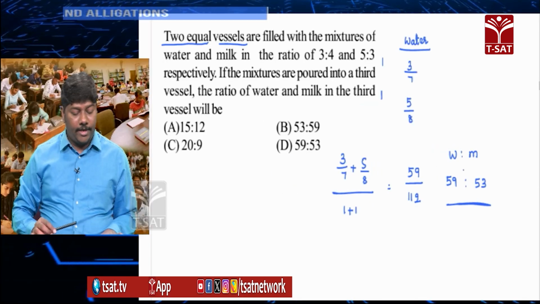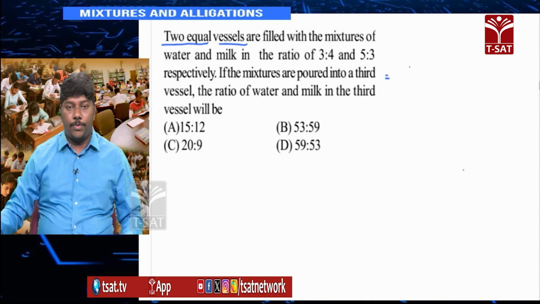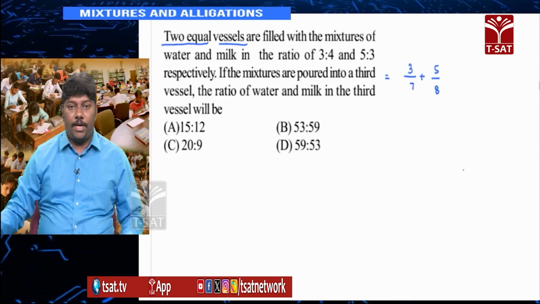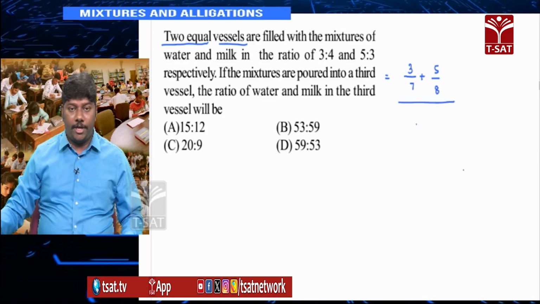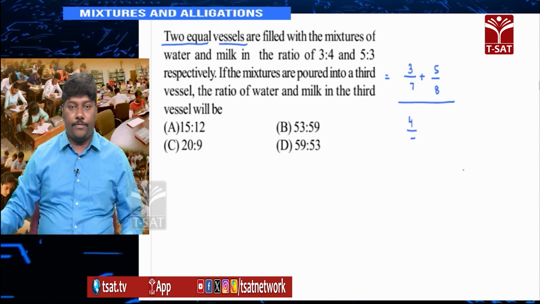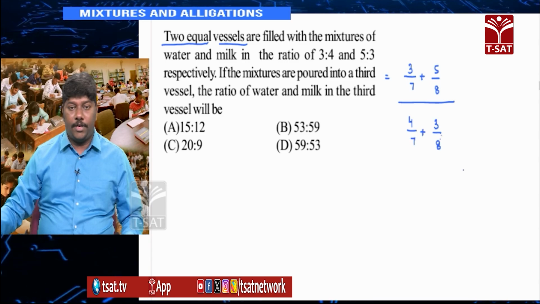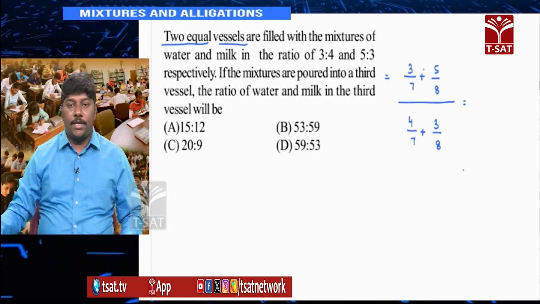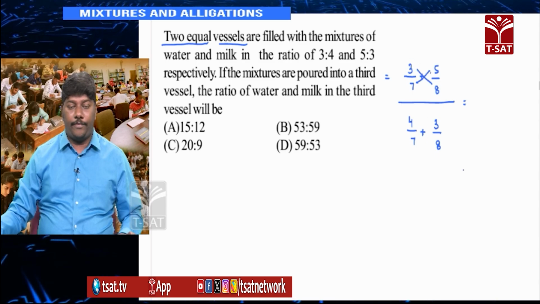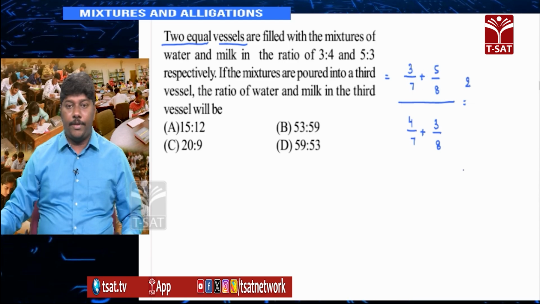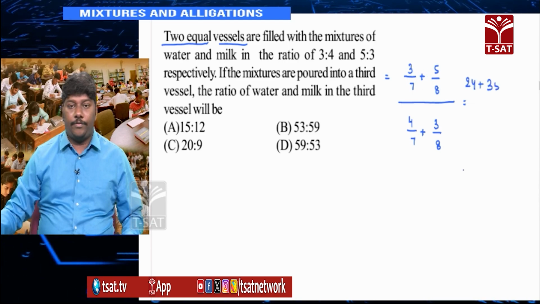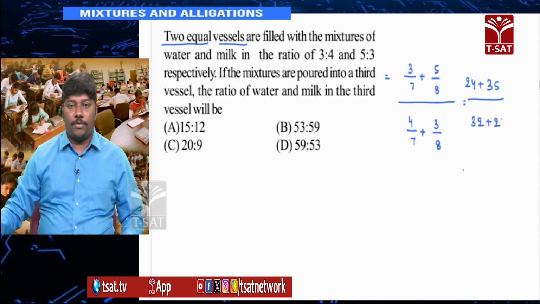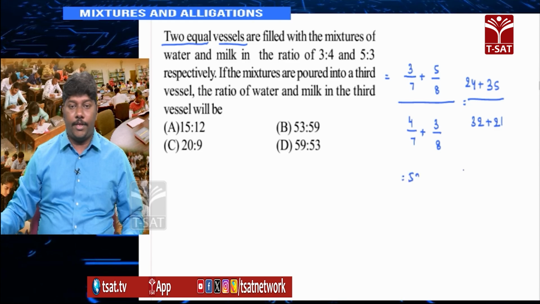If you wish to do completely in terms of fractions, water in the first one, 3 out of 7. What is the water in second one? 5 out of 8. I am taking water in the numerator. Now in the denominator of this fraction, you take milk. 4 out of 7 plus 3 out of 8. In numerator and denominator, both LCM is 56. So I am going to cancel 56. So directly you can cross multiply like this, 3 into 8, 5 into 7. So it is 24 plus 35. 56 anyway gets cancelled. This is 32 plus 21. So water and milk ratio is 59 is to 53.